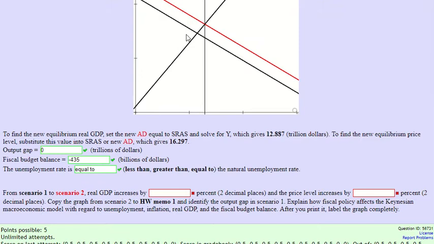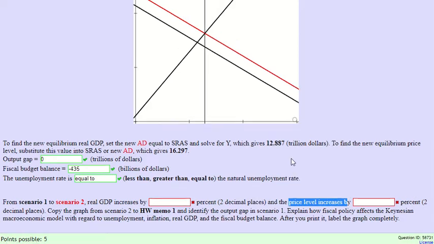Now GDP increased, right? GDP went from a low level to a high level. Same thing with the price level. The price level is low here and is now higher. So real GDP increases and the price level increases. But by what percentages, right?